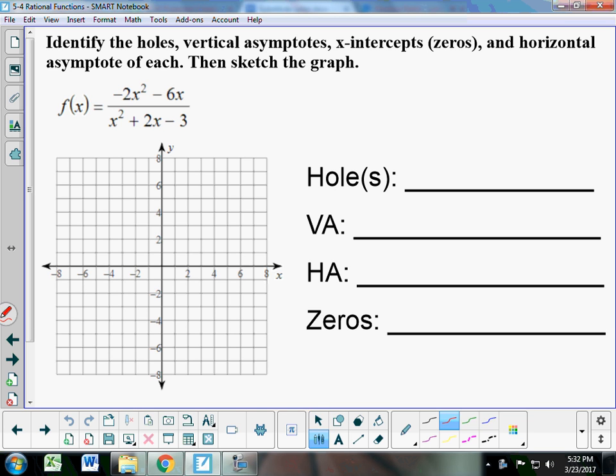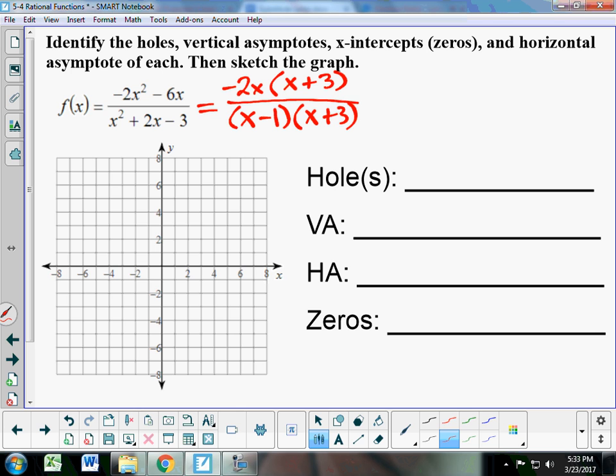So we're asked to find the holes, vertical asymptotes, x-intercepts, which are zeros, and horizontal asymptote of each. Then sketch the graph. All right, so what we should do first is factor anything we can. So I can factor out a negative 2x from the top, and then I'm left with x plus 3. Then I've got to factor the denominator, and that's x minus 1 times x plus 3.